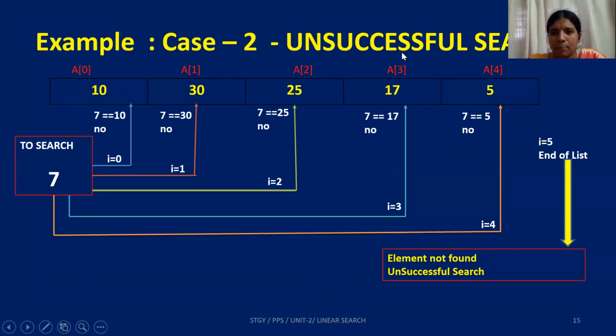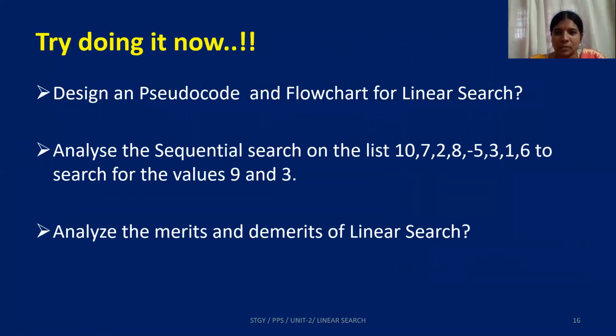Let's take the same example for unsuccessful search. I'm searching for 7. Is 7 equal to 10? No. So set i to 1. Is 7 equal to 30? No. Make i 2. Is 7 equal to 25? No. Make i 3. Is 7 equal to 17? No. Make i 4. Is 7 equal to 5? No. So increment i. i now becomes 5. But at 5, that implies that you have reached the end of the list. Since you have reached the end of the list, you just say that the element is not found and the search is unsuccessful.